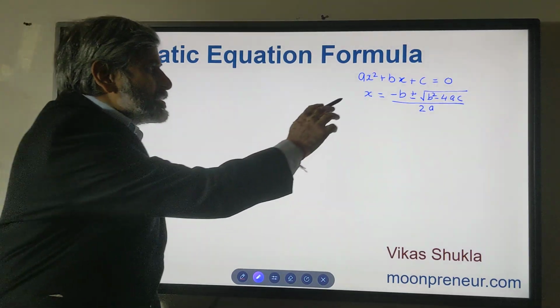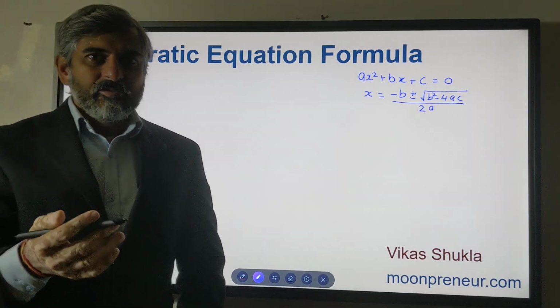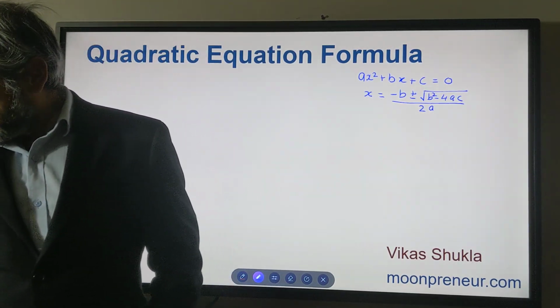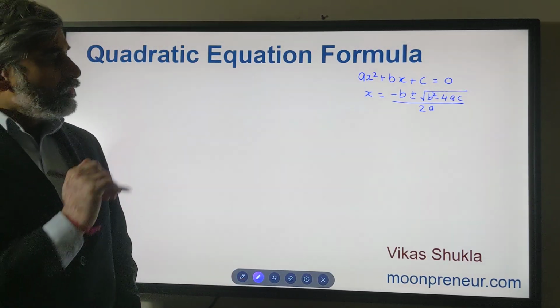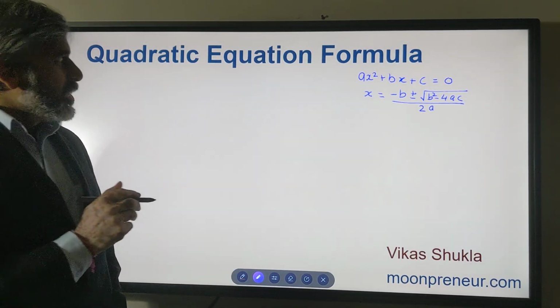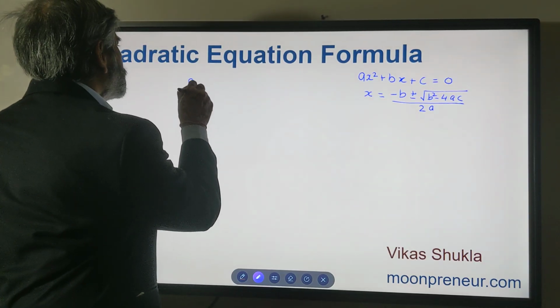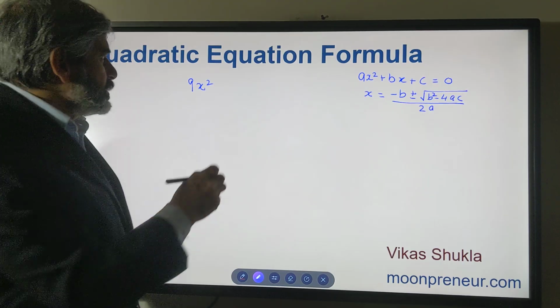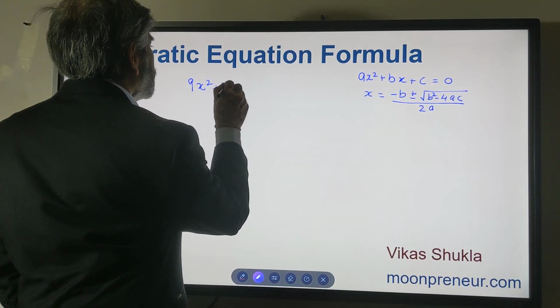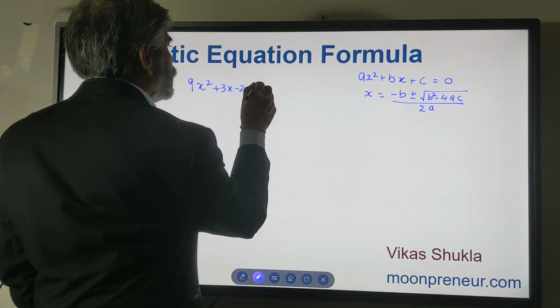So how do we get this formula? What if you forget this formula for some reason? We are going to derive it. But before we do that, let me write an equation: 9x square plus 3x minus 2 equal to 0.